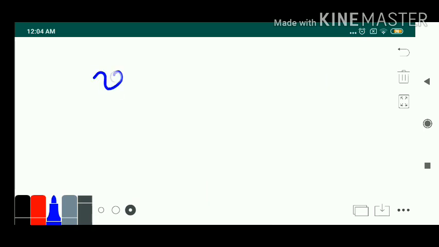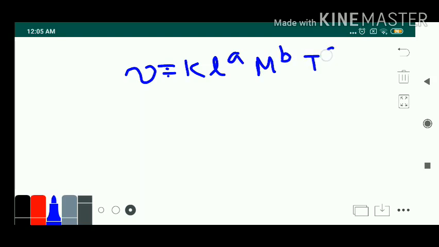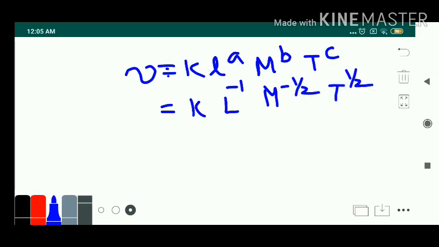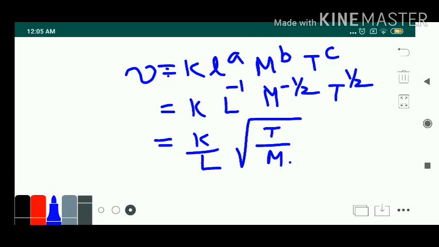We had this function mu is equal to K into L raised to A, M raised to B and T raised to C. So here I am going to substitute as L raised to minus 1, mass per unit, right? So B's value is minus 1 by 2 and T was raised to 1 by 2. I can just rearrange it like this. K by L root of T by M. Right. That is the expression.